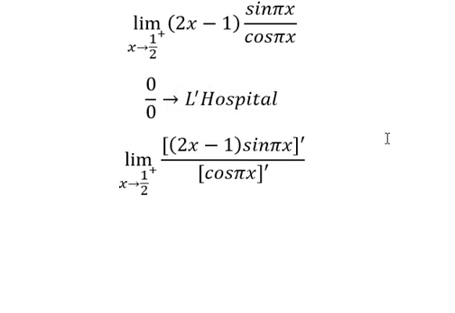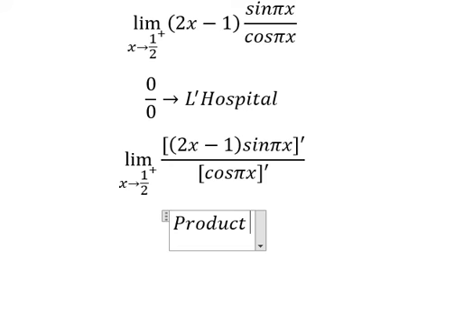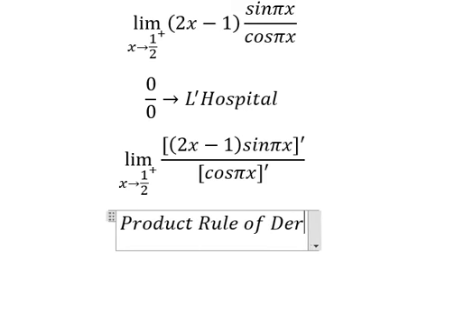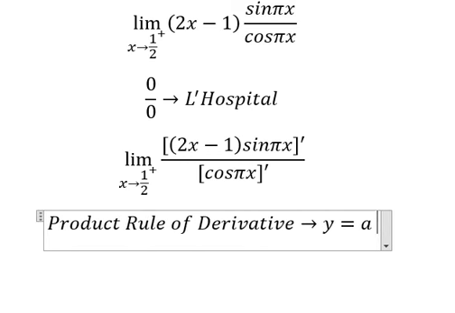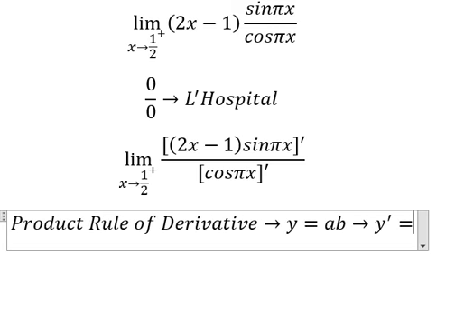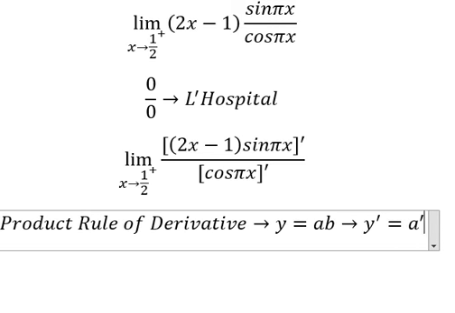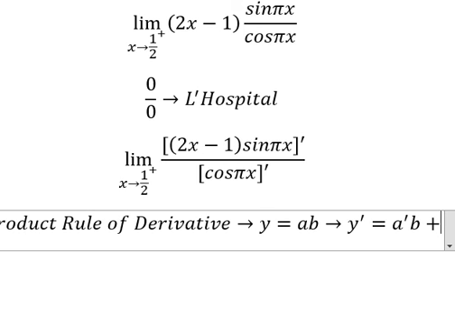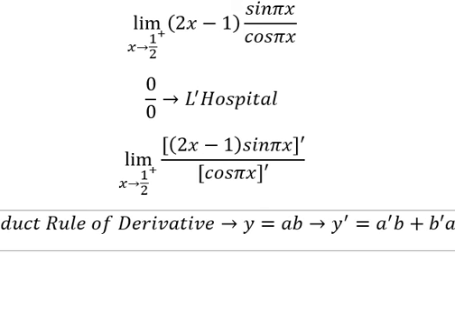So for this one, we can use the product rule of derivative. So we have y equal to ab. So if we do first derivative of this one, we need to do first derivative of a multiplied by b plus first derivative of b multiplied by a.